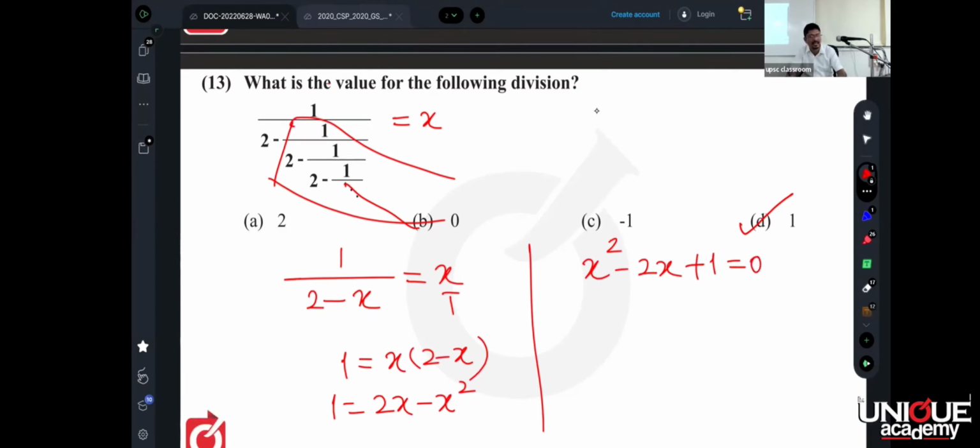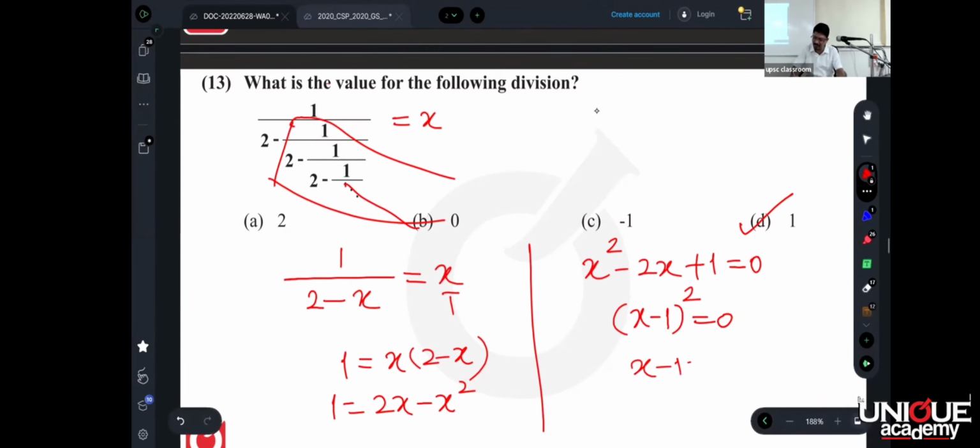Then you will realize x square minus 2x plus 1 is the expansion of (x minus 1) whole square, is equal to 0. That is, x minus 1 is equal to 0. And because of that, x is equal to 1. Hence the answer is option D. This is the correct mathematical explanation. Is it clear? Please copy this one.